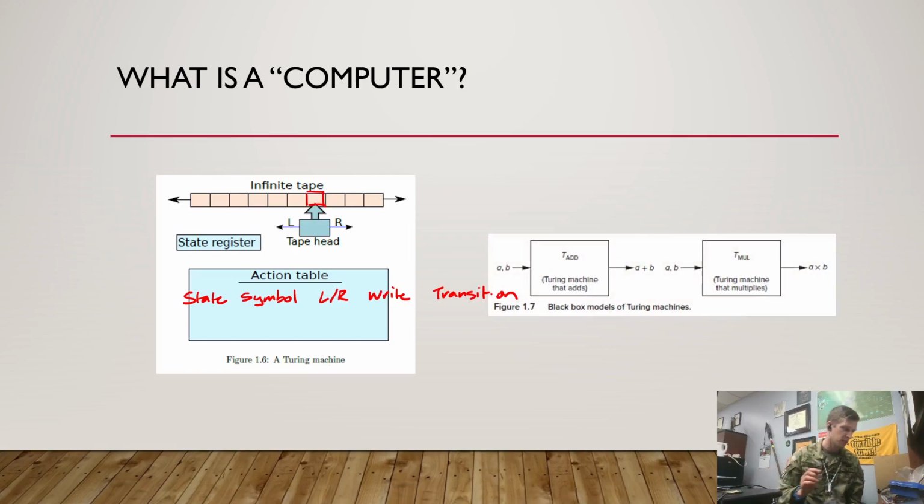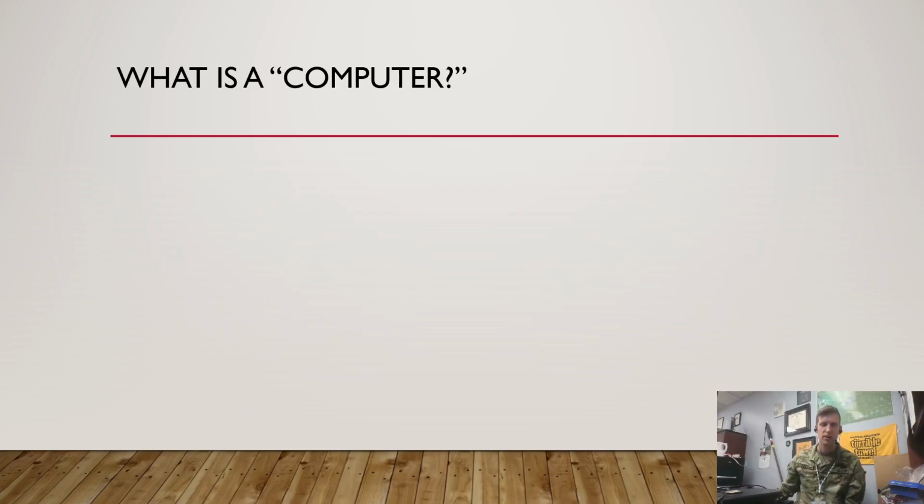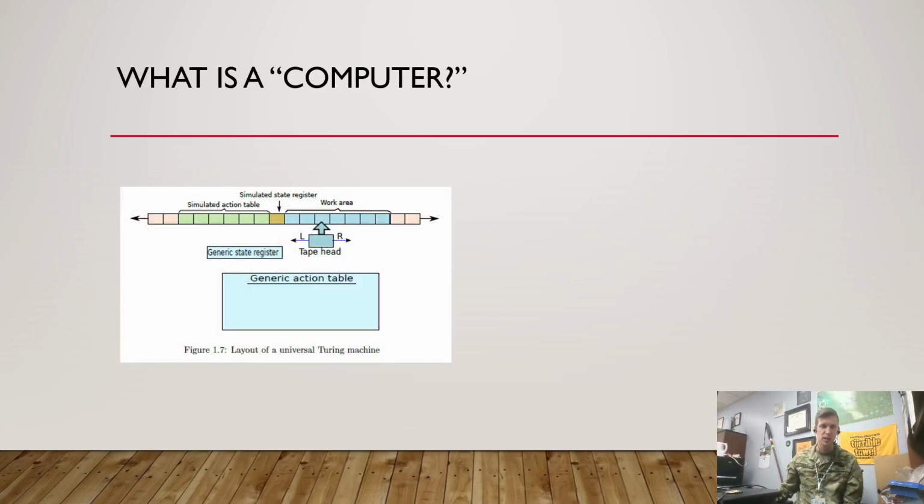An example here is given from our textbook, where we could hypothetically define a Turing machine that performs addition on 2 numbers, or a Turing machine that performs multiplication on 2 numbers. That's useful. Turing went on in his paper to define something he called the universal Turing machine. This is the important one that actually gets to a computer.